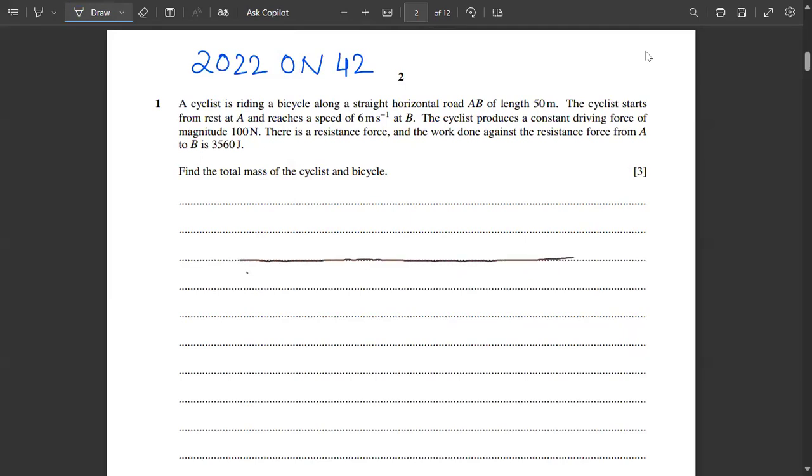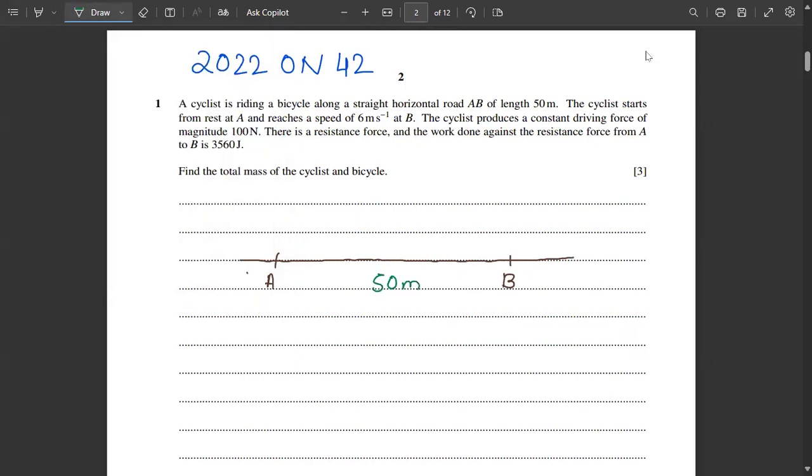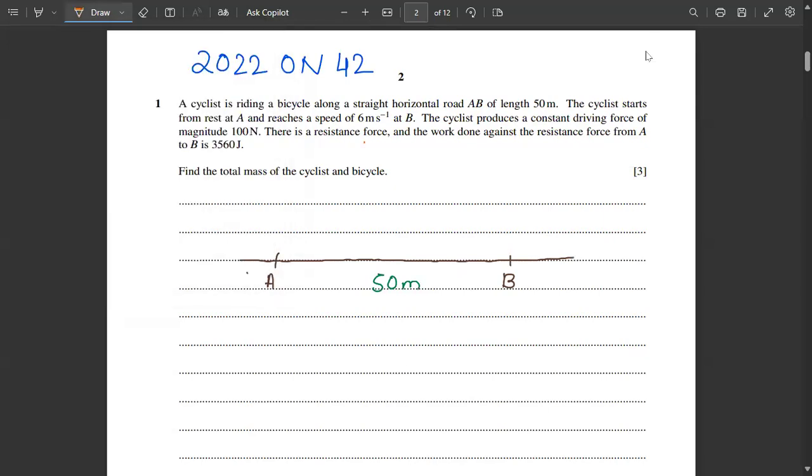This is the horizontal road. Let this be A. Let this be B. So the length of AB is 50 meter. The cyclist starts from rest at A. That means here the initial velocity is 6 meter per second.